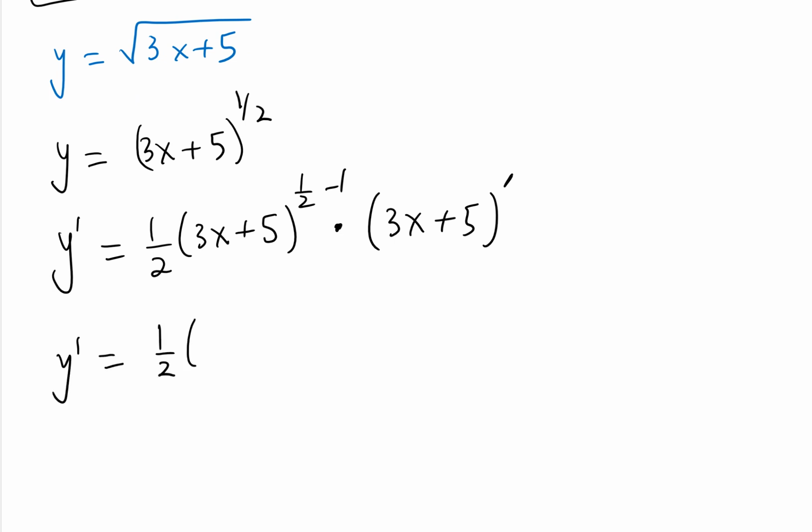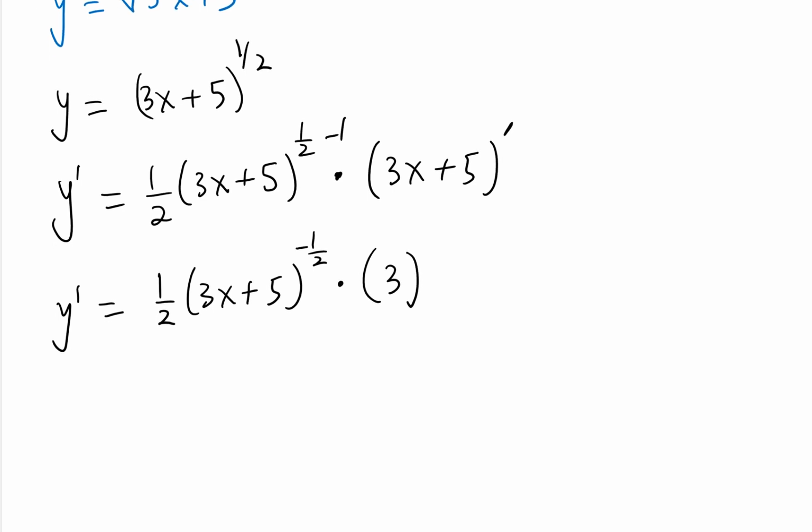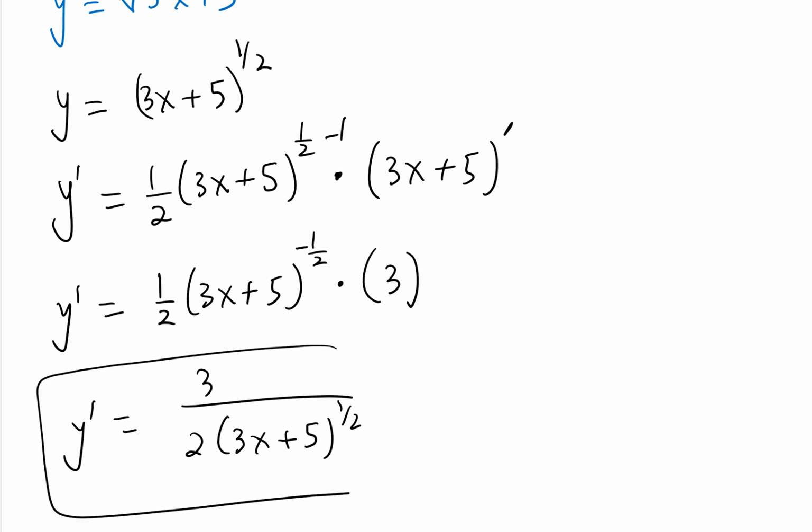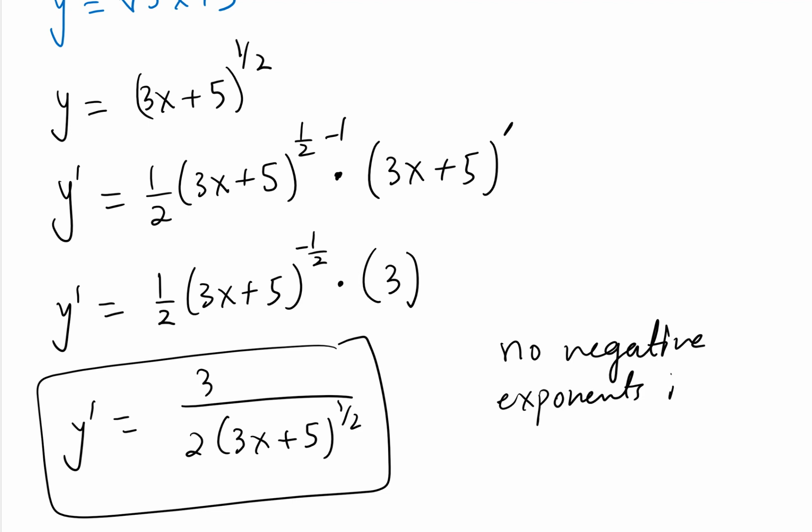This is 1/2, 3x plus 5, 1/2 minus 1 is negative 1/2, times the derivative of 3x is 3 plus 0. So y prime equals 3 over 2, 3x plus 5. You bring that negative 1/2 down to become 1/2. We cannot have negative exponents. No negative exponents in the final answers.